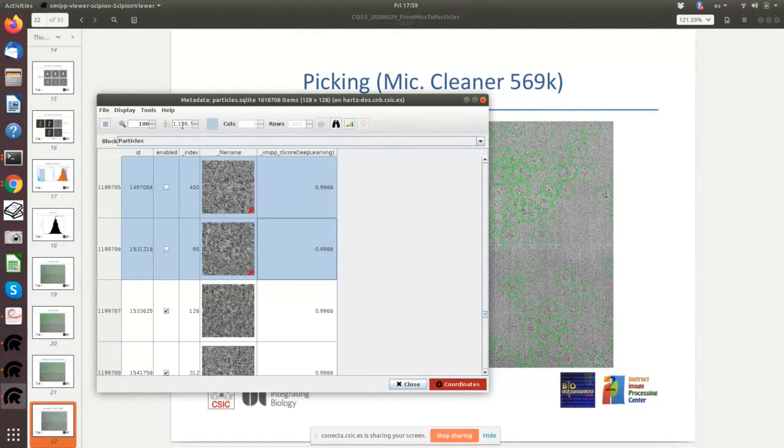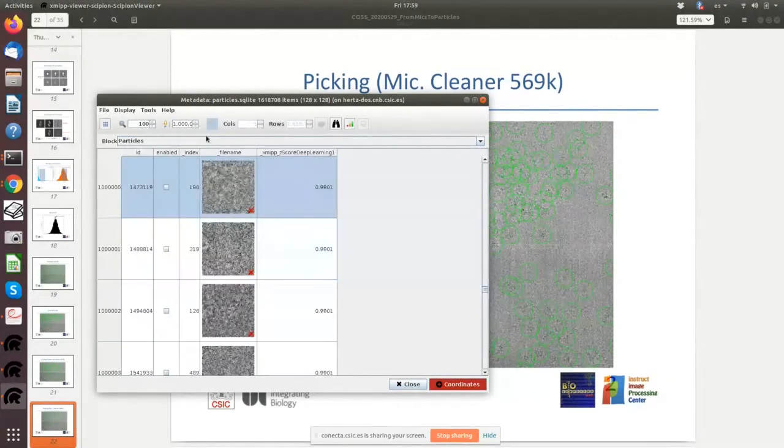And you know that sometimes it is very difficult to move with the mouse, so you can use this field there to go to a specific row that you want. So let's say that you want to go to row 1 million, then you write 1 million up there, and then you are in that row.